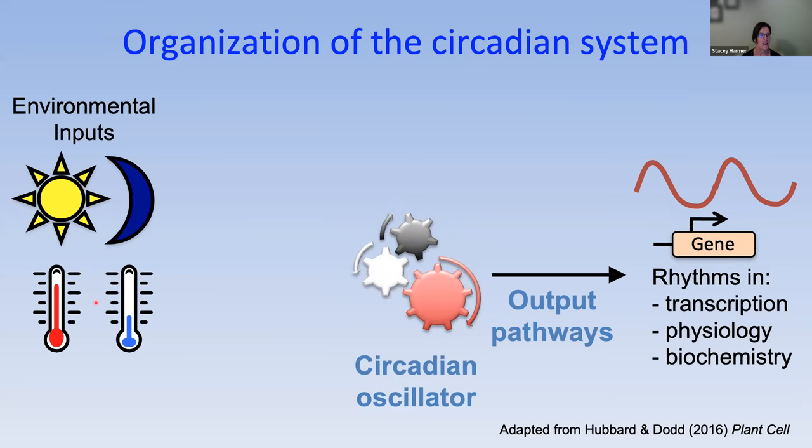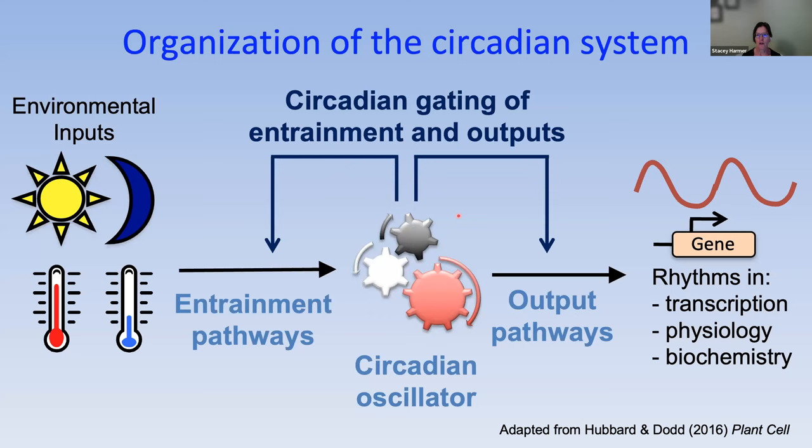So this looks pretty straightforward, but in fact, things are much more complicated than that. The circadian oscillator itself can influence output pathways and pathways that reset the clock. This phenomenon is called gating. This is an important concept for today's talks and also for the articles in the issue. So let me give you a brief example of gating.